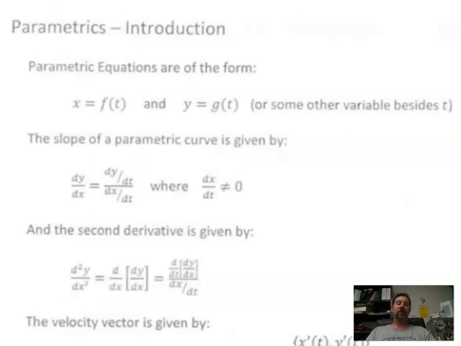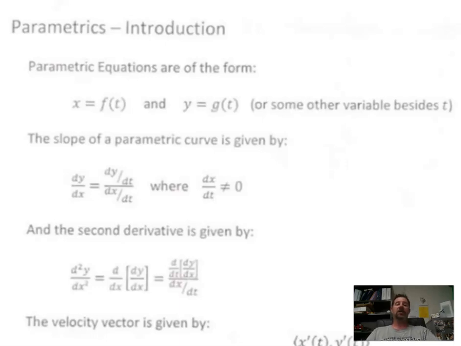All right, and sorry my notes are coming up a little bit light here, but you should have your own that you can print out if you have not already. You're going to want to print these off and make sure you have a copy from me. But again, a parametric equation is going to be in the form of x equals f of t and y equals g of t, or some other variable besides t, but generally we're talking about the time the object is in the air.